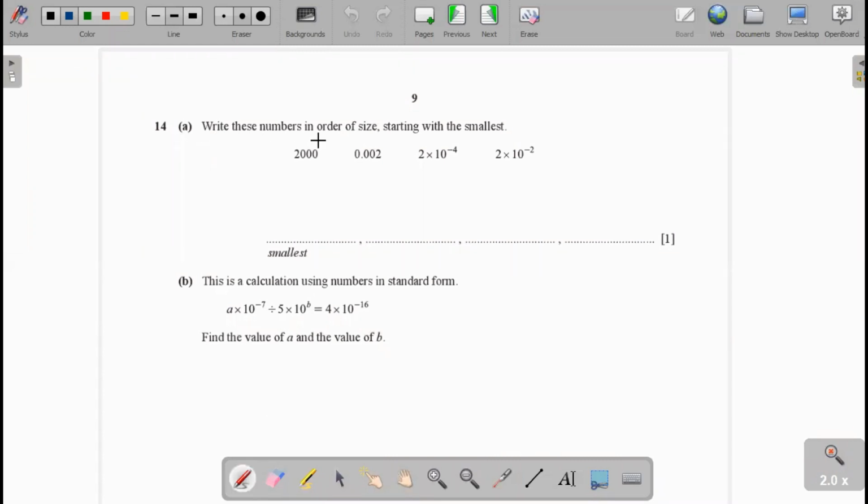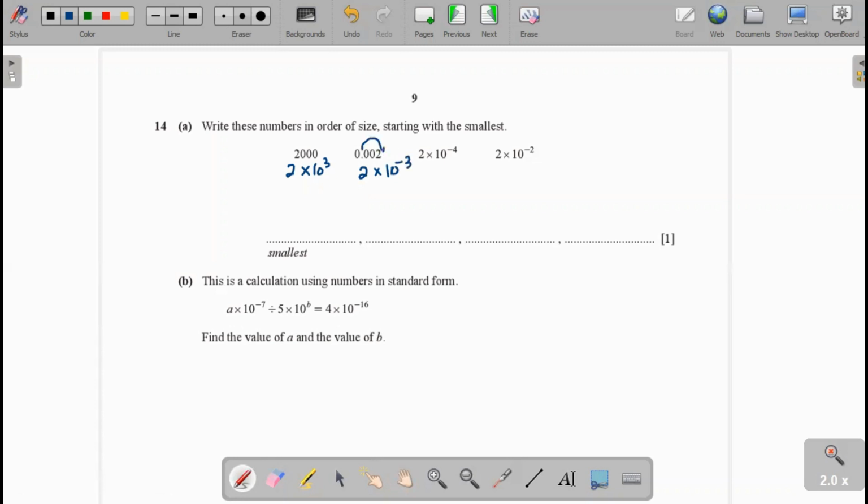Part A, write these numbers in order of size starting with the smallest: 2000, 0.002, 2 multiplied by 10 power minus 4, and 2 multiplied by 10 power minus 2. Here we write these numbers in standard form. We can write 2 multiplied by 1000, that is 2 multiplied by 10 power 3, and this number can be written as 2 multiplied by 10 power minus 3.